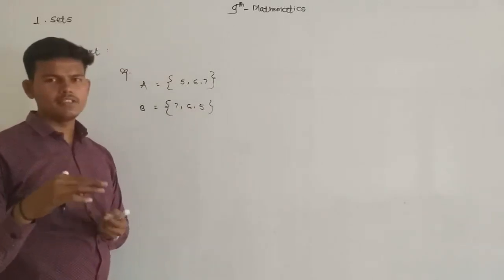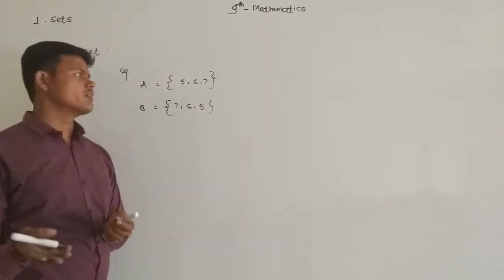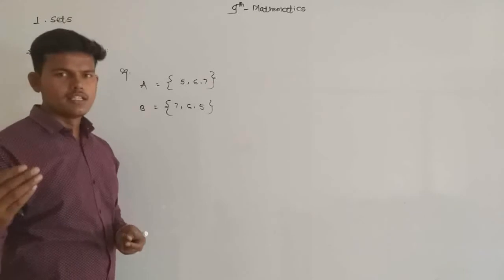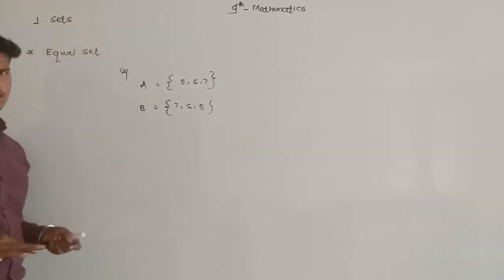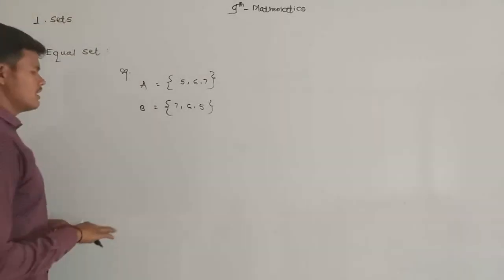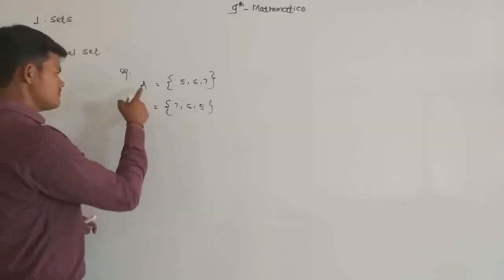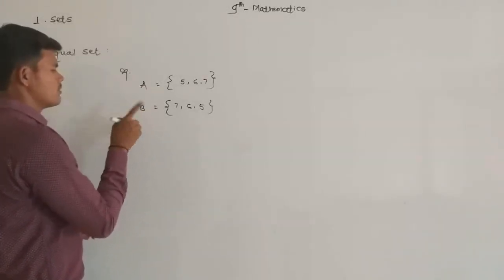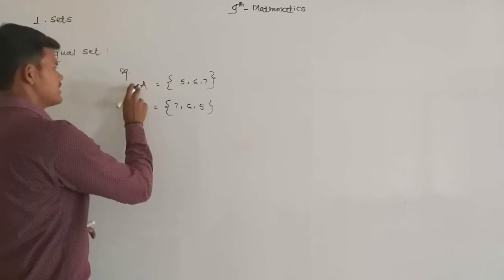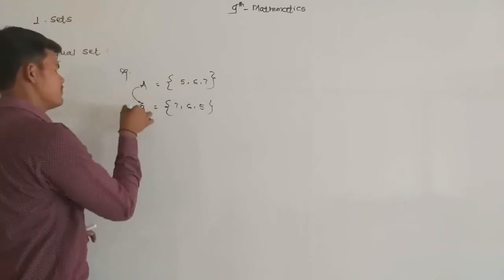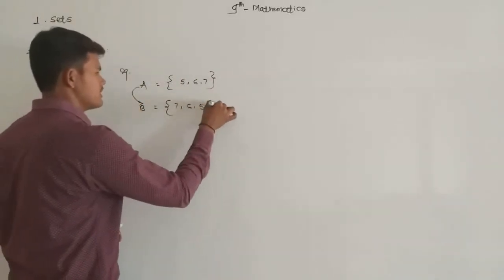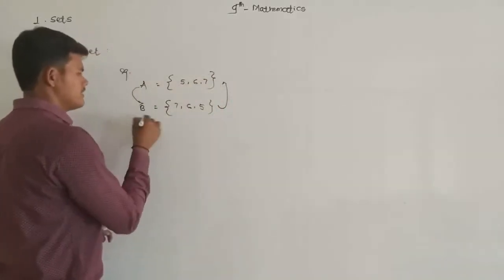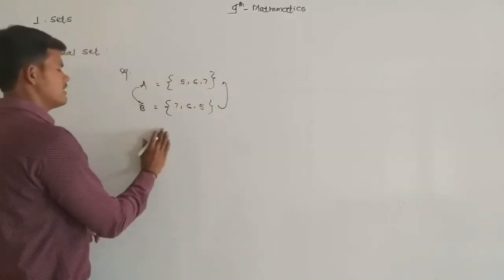That means all the elements in a set are equal, but their orders are not the same. So here order is not necessary. That's why set A and set B are equal, because all the elements of set A are present in set B and all the elements of set B are in set A.